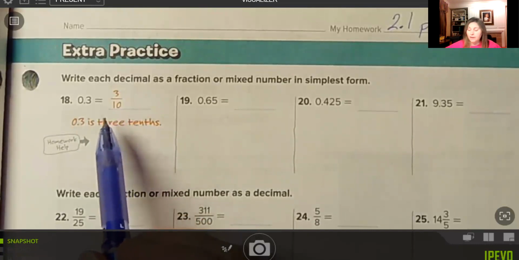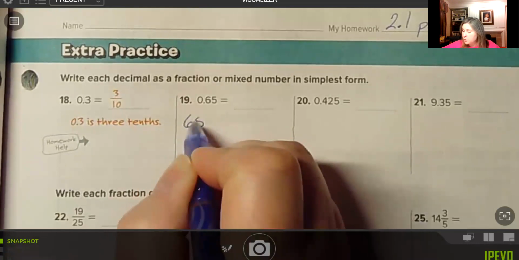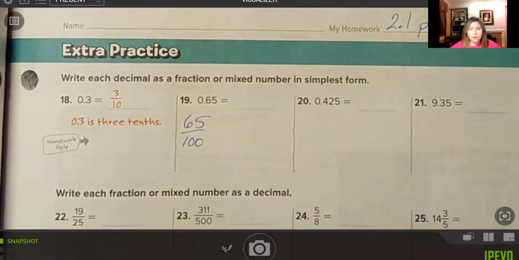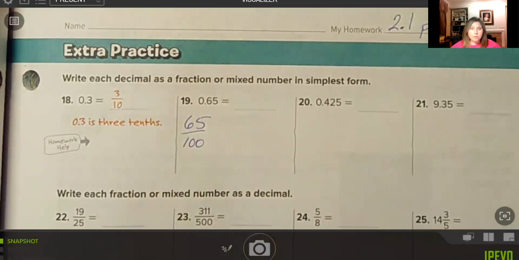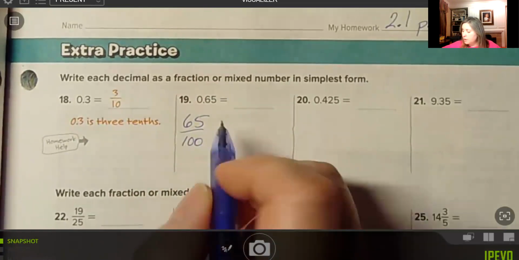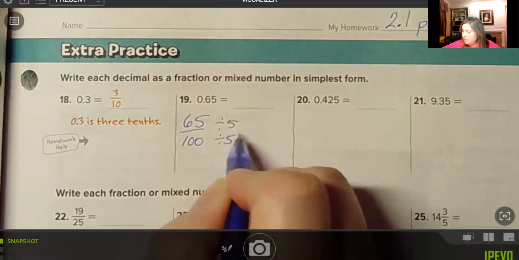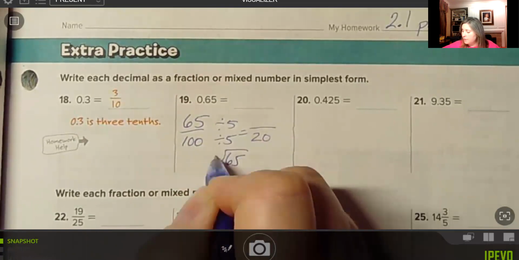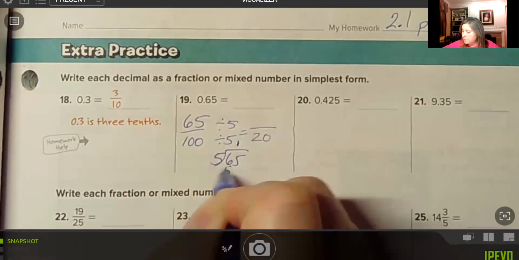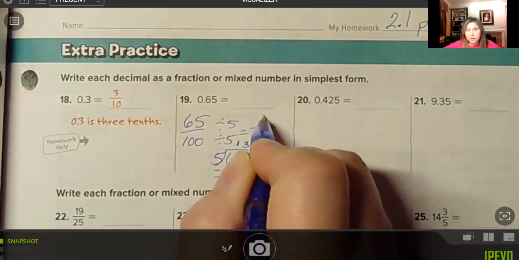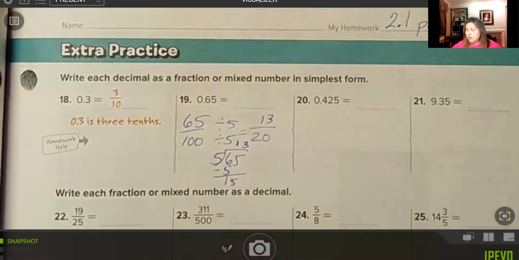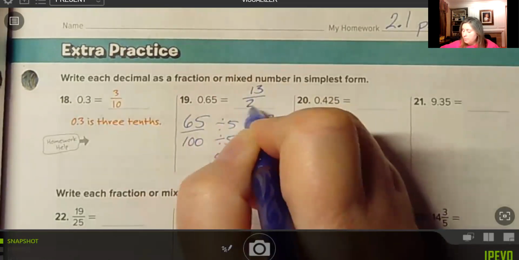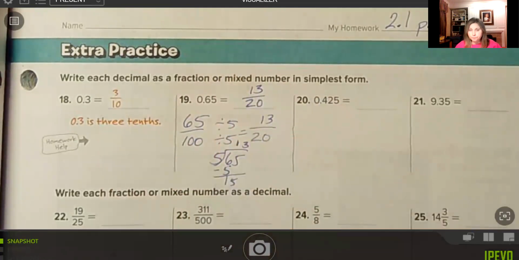Number 19, we have 0.65. To write that as a fraction, it's 65/100. And we see that 65 and 100 are both divisible by 5, so we can divide each of those numbers by 5. 100 divided by 5 is 20, and 65 divided by 5 is 13. So we get 13/20ths, and there is no GCF. The GCF of 13 and 20 is 1, so that can't be simplified further. So that's just 13/20ths.